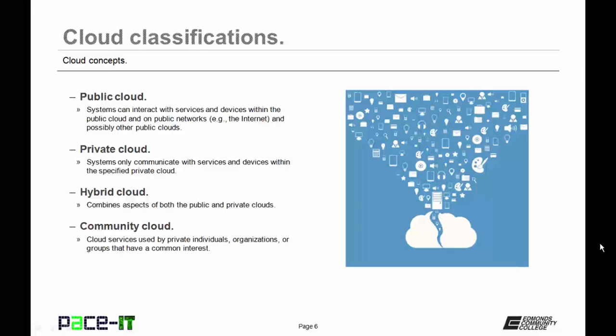Then there are private clouds. This is where systems only communicate with services and devices within the specified private cloud. Private clouds are not open for the general public to purchase services. Then there are hybrid clouds. This combines aspects of both the public and private clouds. And finally, there is the community cloud classification. This is where cloud services are used by private individuals, organizations, or groups that have a common interest. And the community is responsible for what occurs within that cloud.